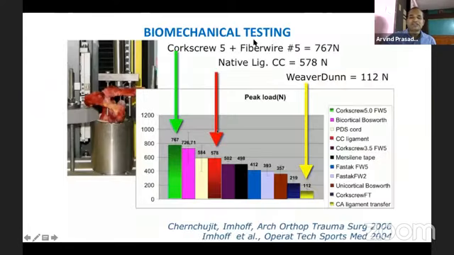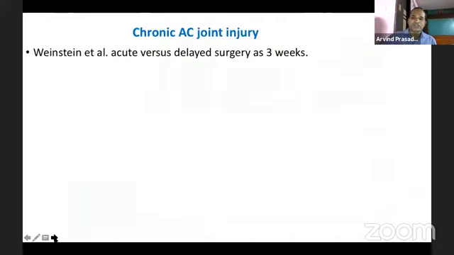This is the biomechanical testing regarding all these methods. The 5 mm cork screw with the number 5 fiber wire has very high strength, and the native CC ligament strength is 578 Newton. So bicortical Bosworth is again a very good mechanical construct. The tightrope is also a good construct, equal to the native CC. But the sling has the lowest mechanical strength of ligament, so it has a very high failure rate and is usually done for chronic AC joint injury.